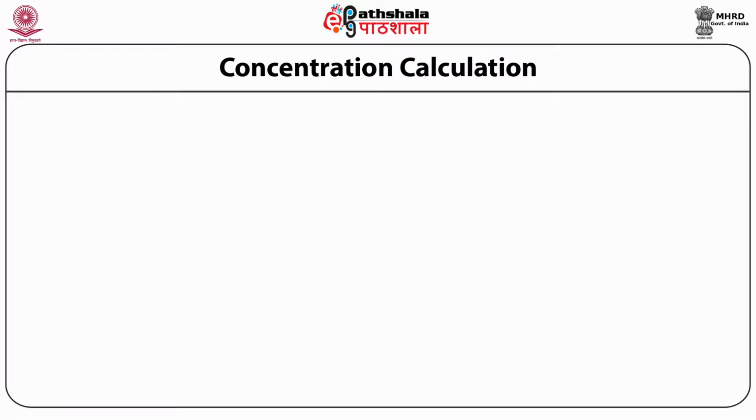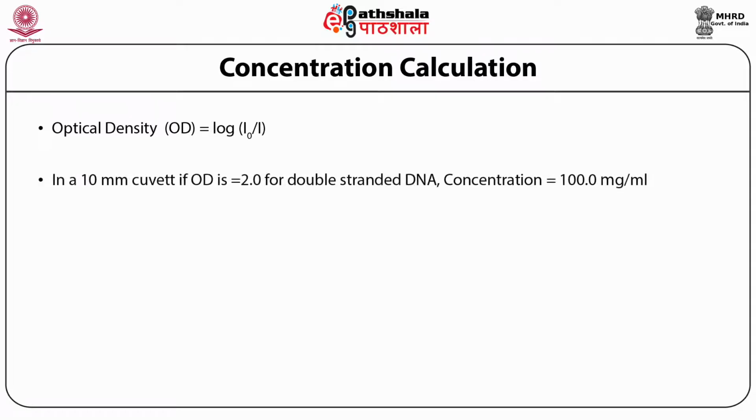Concentration calculation. So what we do, we first measure the optical density, which is log of I0 upon I. In a 10 millimeter cuvette, if OD is equal to 2, for double-stranded DNA, the concentration will be 100 micrograms per milliliter.